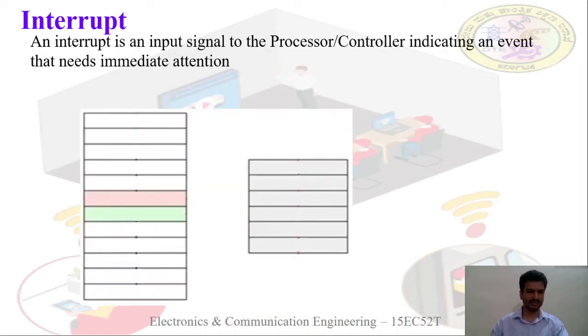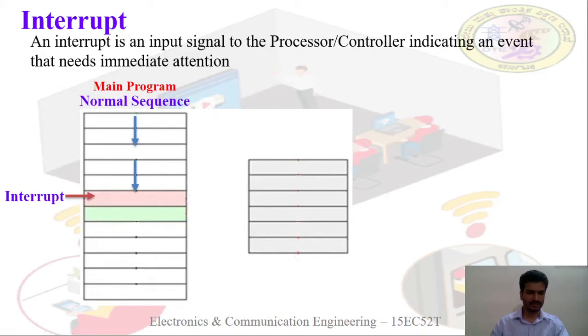Let us consider this is our main program. At each location we have certain programming lines, or we have written some instruction, and we are executing this program. The normal sequence will be like this: from the starting address, we execute the instructions. At this point, in between, we got this interrupt.